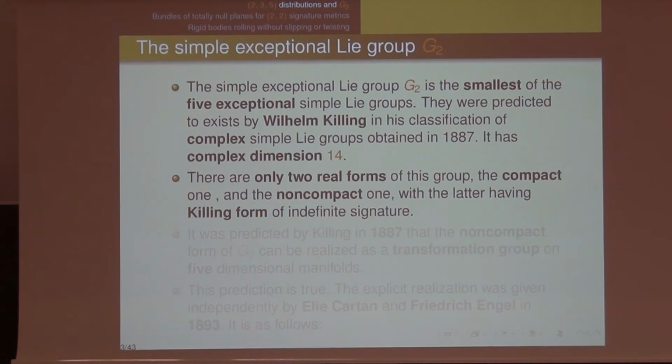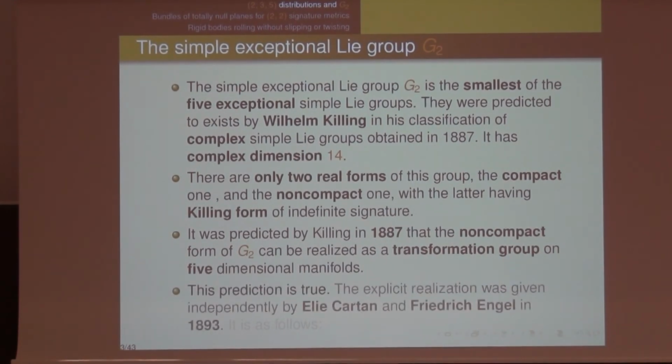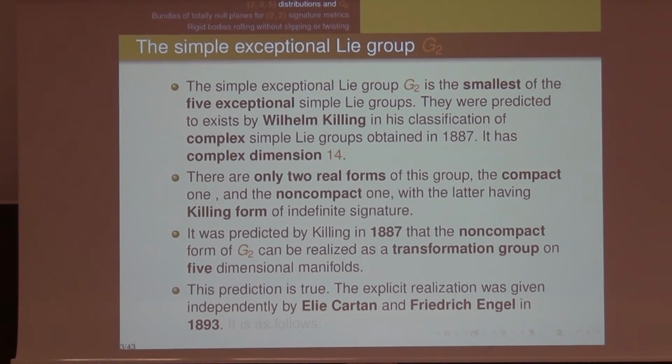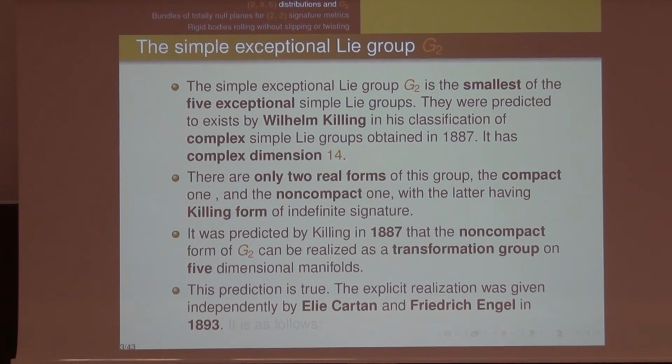Okay, so Killing predicted this group, but he didn't have a realization of it. He predicted that it should be realized as a transformation group on some 5-dimensional manifold. So there should be a structure on a 5-manifold that has this split real form of the Lie group G2 as a symmetry. This prediction of Killing, made in his classification in 1887, turns out to be true. A few years later, Elie Cartan and Friedrich Engel realized this group as a symmetry group, transformation group of some geometric structure on a 5-manifold. So I will just quickly tell you how you can realize this group.